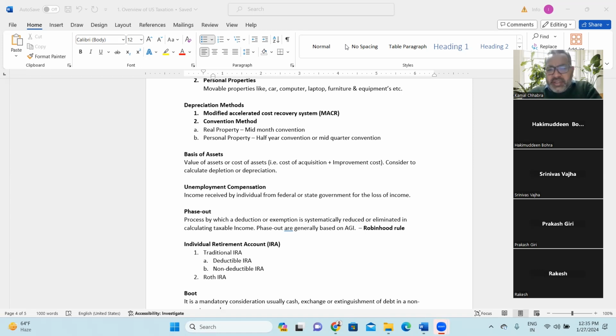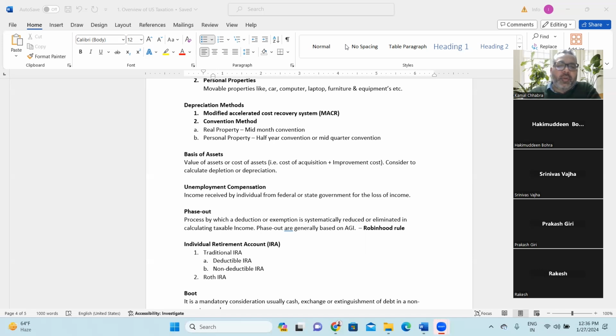The next is basis of assets. That is very common, the basis at which the asset needs to be valued. Your cost of acquisition, import cost, delivery cost, installation cost, and if there is an improvement cost, all of that you need to load. Minus any depreciation you have charged, or any impairment. That will be the basis of the asset.